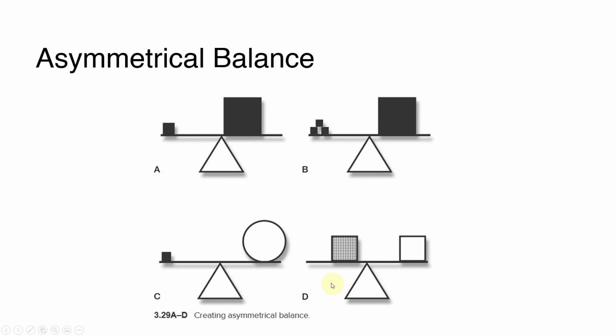And in C, a small solid square can balance a large open circle. The solidity and stability of the square gives it additional weight, as you can see in C.